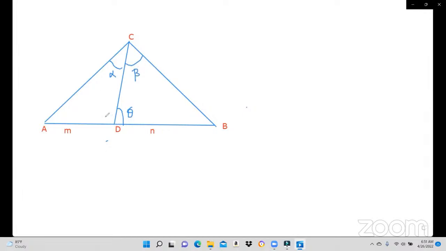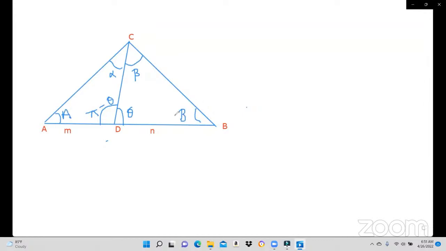Now, if this is theta, you can work out this other angle. Since it is a straight line, it is pi minus theta, that means 180 minus theta. Those are the things we can get from this diagram. I will name this angle as angle A and this angle as angle B. Now I have completed my diagram.